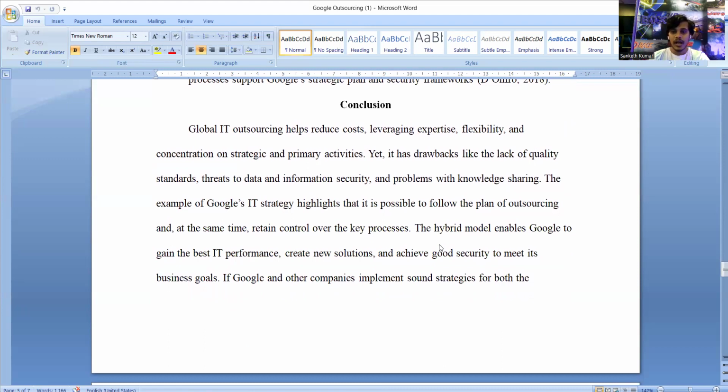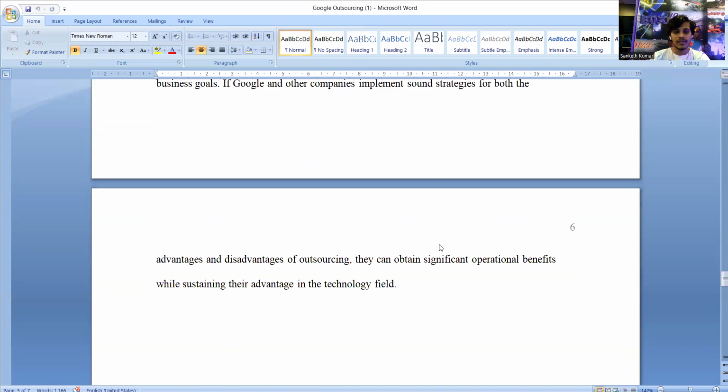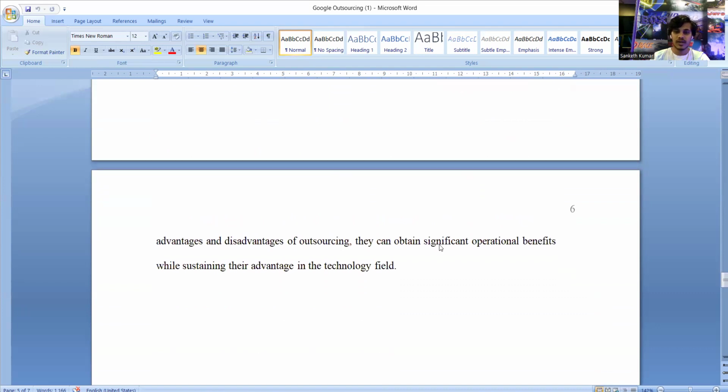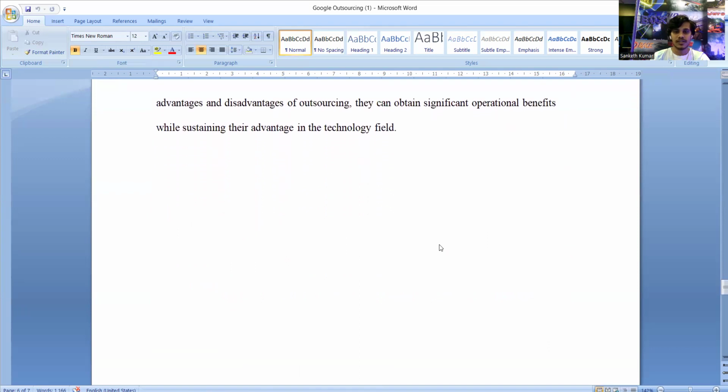The hybrid model enables Google to gain the best IT experience, create new solutions, and achieve good security to meet its business goals. If Google and other companies implement sound strategies for both the advantages and disadvantages of outsourcing, they can obtain significant operational benefits while sustaining the advantages in technological fields.